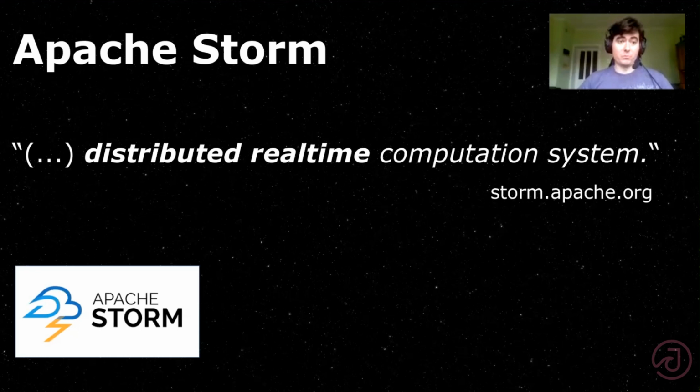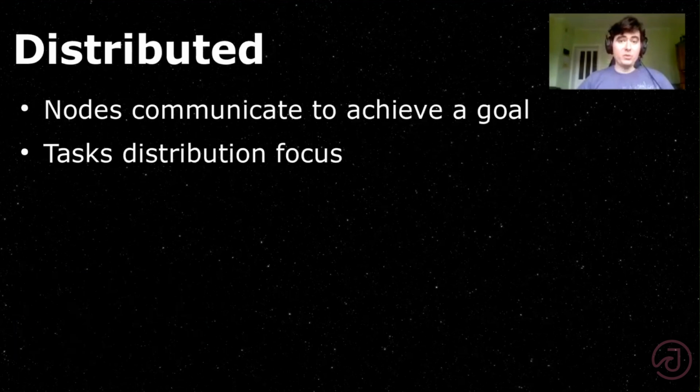Okay, so briefly speaking, Apache Storm is a distributed real-time computation system. And it's described in the best way by these two features, distributed and real-time. By distributed, we usually understand a system that has a couple of nodes that communicate through a network to achieve a common goal. And in Apache Storm, we focus on distributing our tasks. So we want to build an application and distribute the parts of that application between different nodes.